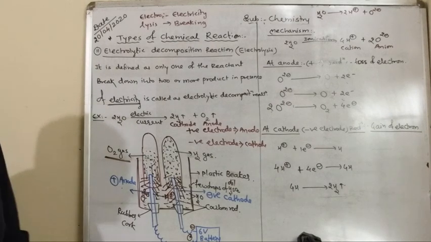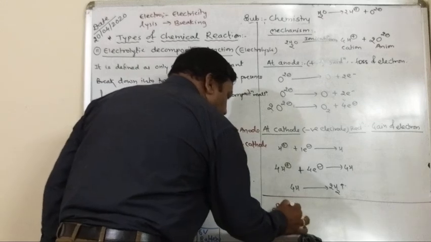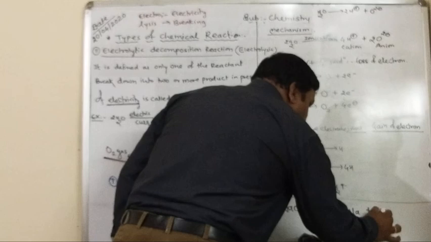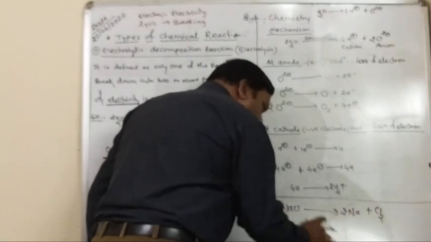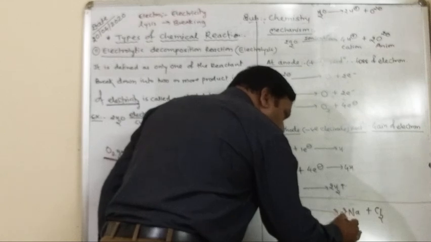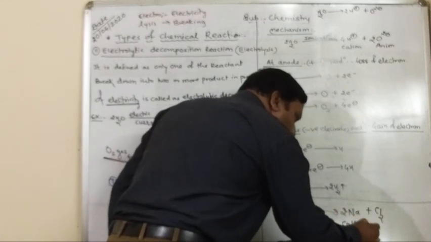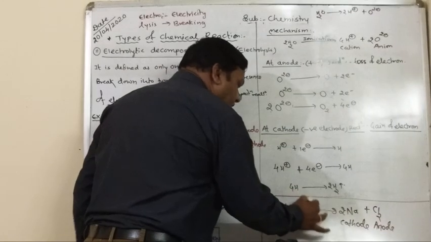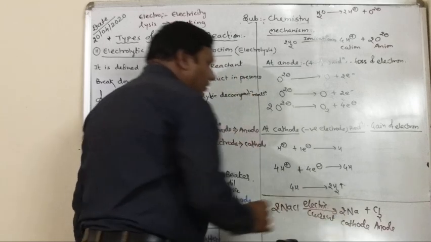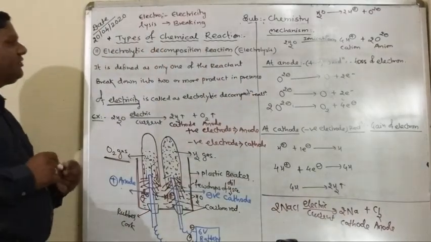So this is the electrolytic decomposition reaction. Another example is there, same thing. Here sodium chloride breaks down to get Na+ and Cl2. Na is deposited at the cathode and Cl2 is deposited at the anode, and here sodium chloride is in the presence of electric current. Okay, so this is a very simple substance.